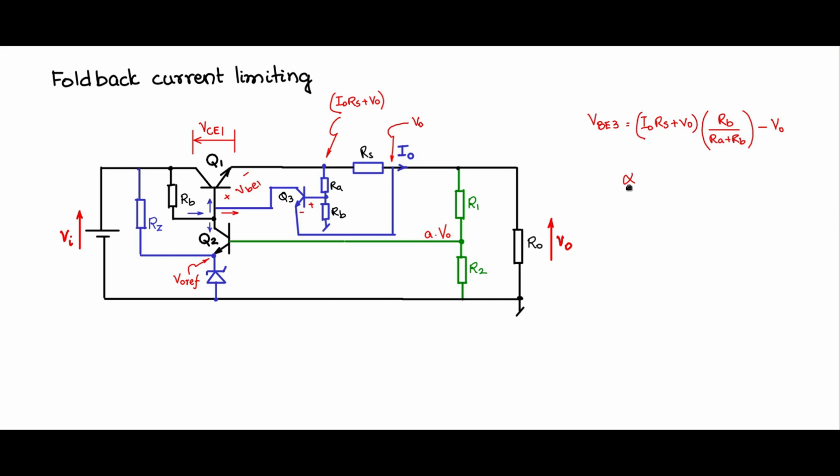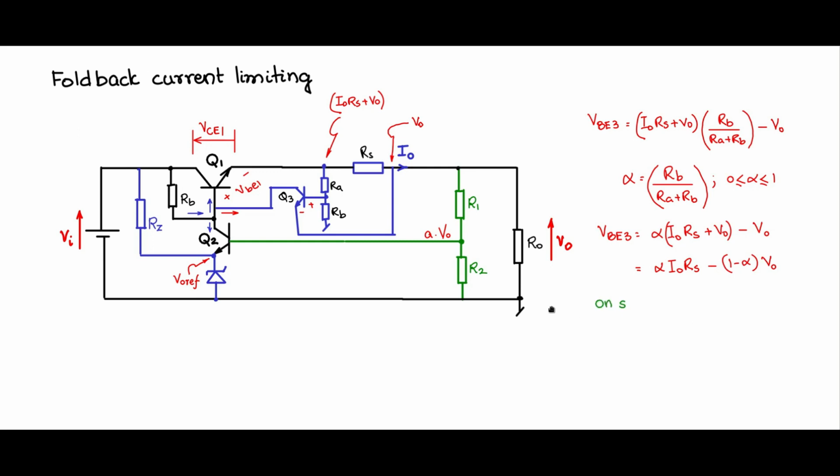Now I will define the symbol alpha for this RB by RA plus RB so that the equation becomes simpler to write. And we know that alpha is less than 1, varies between 0 and 1. Now VBE3 can be written as alpha I naught RS plus V naught minus V naught. Now you can simplify it a bit further. Alpha I naught RS, I will take it, and this V naught and V naught, I'll take common and write it as 1 minus alpha V naught. Note the sign change here accordingly.